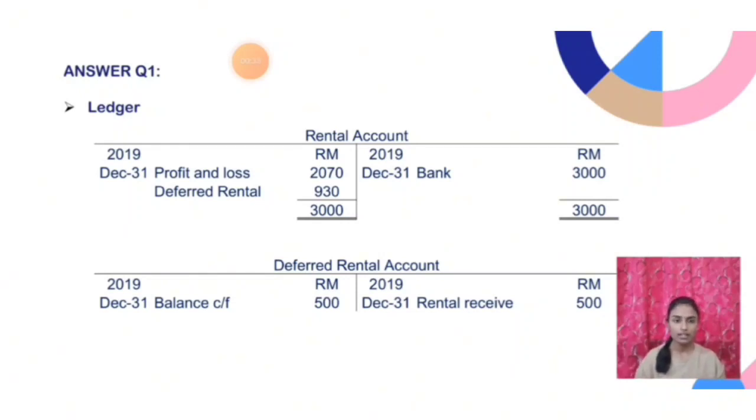So the next account is deferred rental account. We have to credit the rental received 930, because deferred rental is a type of liability, because we receive the payment in advance from the customer but we haven't provided our service, right? So it's a type of liability. So if a liability increases, we will record it in the credit side. So 930 and then balance it off, the balancing amount will go to the statement of financial position later.